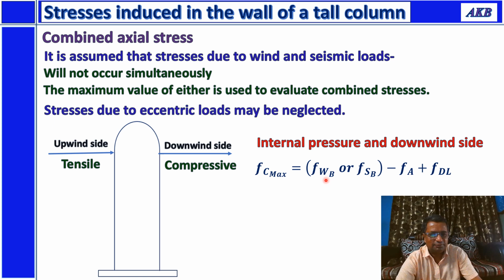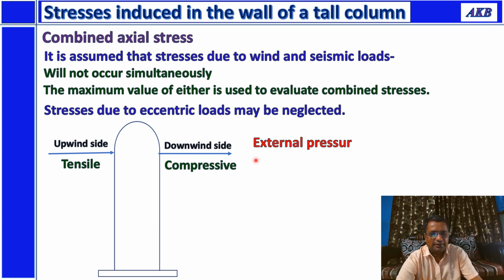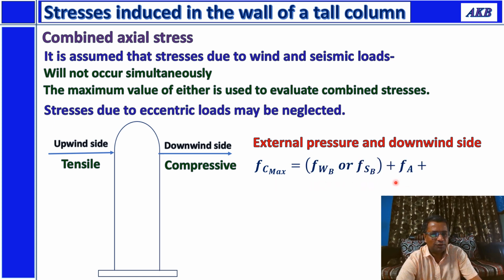So stress due to wind load or seismic load minus stress due to internal pressure plus stress due to dead load. And for this combination, that is external pressure and downwind side, the maximum compressive stress will be given by this equation. So Fwb or Fsb, one at a time, the maximum one, plus Fa plus Fdl, stress due to external pressure, and stress due to the dead load.